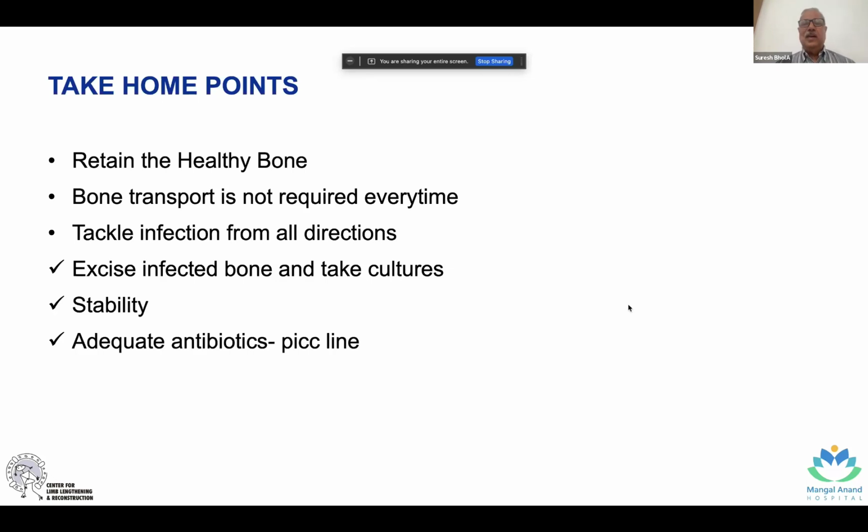Sir, I think he has very beautifully managed this case, and he has given a very good message that you can even go without excising every part of the bone circumferentially at the site of infected non-union. Whenever you find there is part of healthy bone, you can retain it, and the results which he has shown are good.